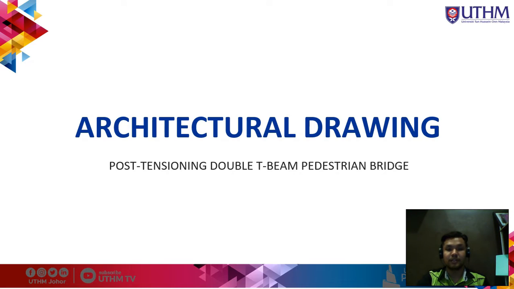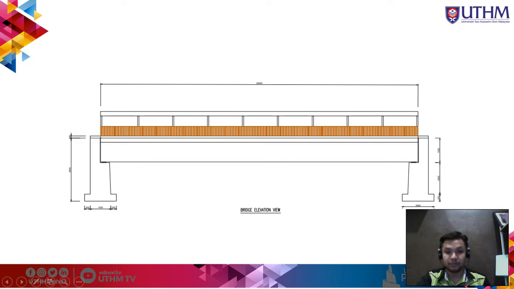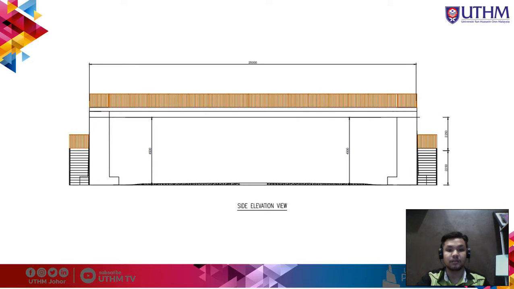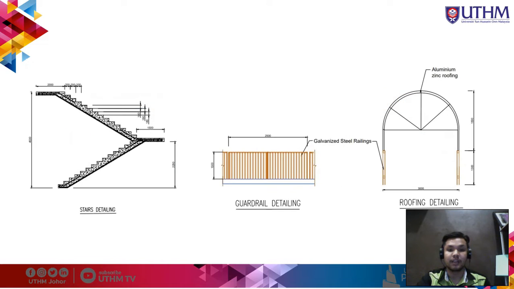Next, I will explain the architectural drawing for the post-tensioning double T-beam pedestrian bridge. This is our bridge elevation view. Then we have the front view of the double T-beam, and the top view where we can see the width and length of the pedestrian road. Then we have the full side elevation view of the bridge, where we can see the rail guide and the stairs. Last but not least are the detailing of the stairs, guardrail detailing, and roofing detailing. This architectural drawing can be found in our report in the architectural drawing section.